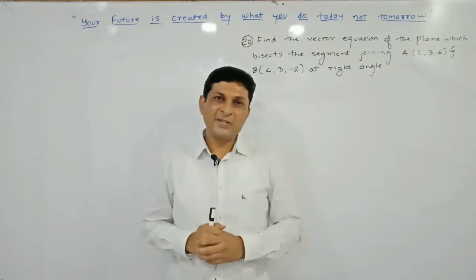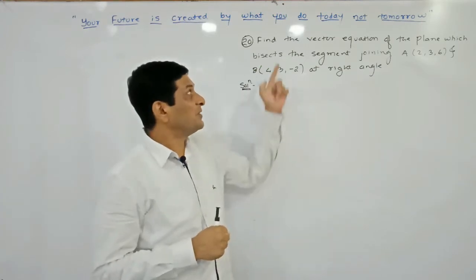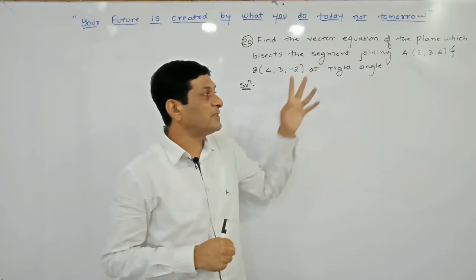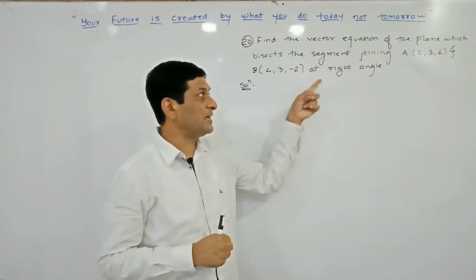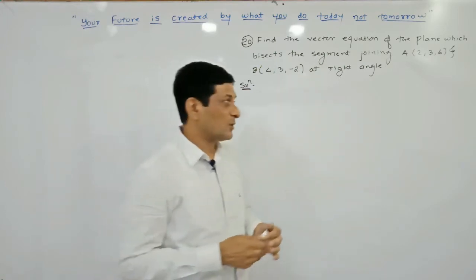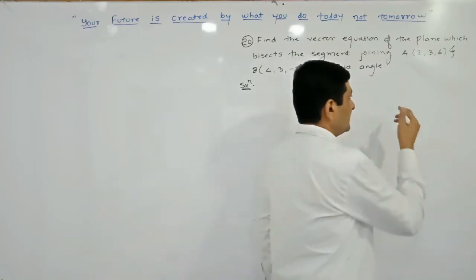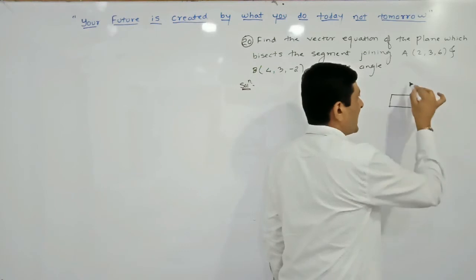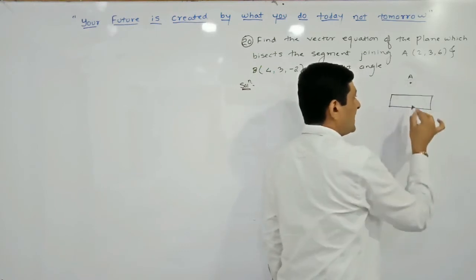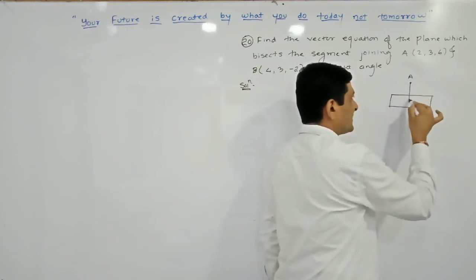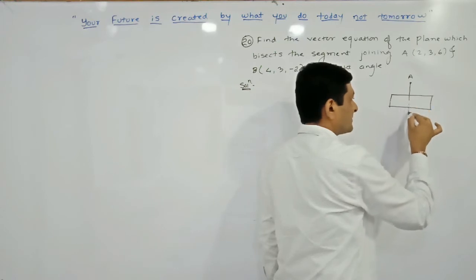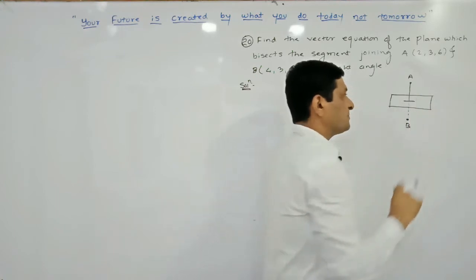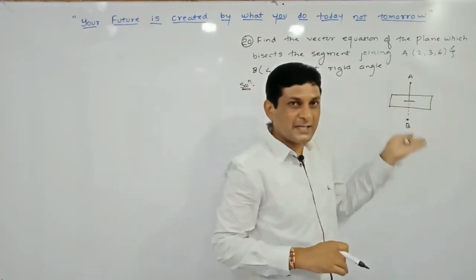See example number 20. In this example, we are finding the vector equation of a plane that bisects the segment joining these two points A and B at right angle. So try to understand the given condition here. Let us suppose this is one plane, and this plane bisects the segment joining A and B.